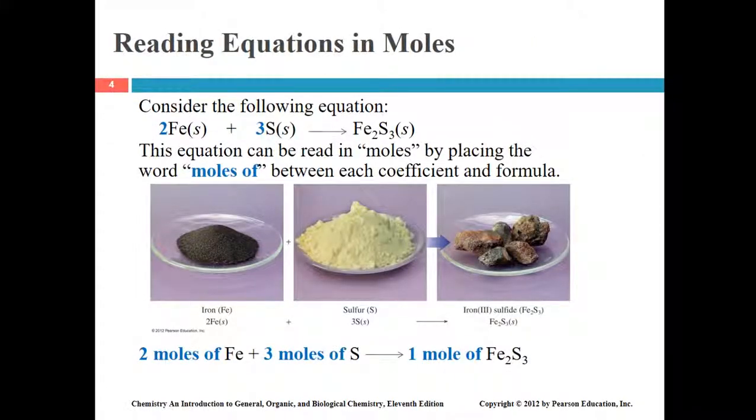So here's another equation. Consider the following equation. 2Fe plus 3S yields iron(III) sulfide, Fe2S3. This equation can be read in moles by placing the words "moles of" between each coefficient and formula. So really, if we were reading it, 2 moles of iron plus 3 moles of sulfur is going to give us 1 mole of iron(III) sulfide.